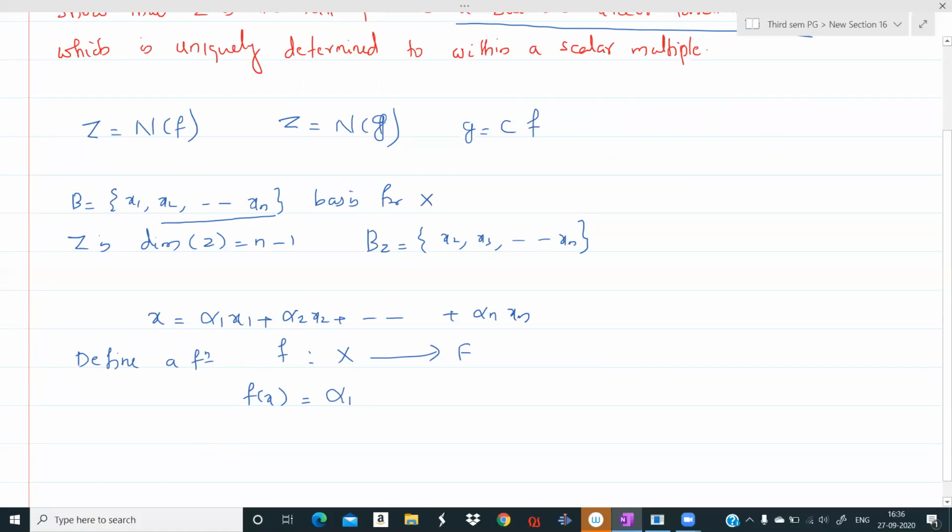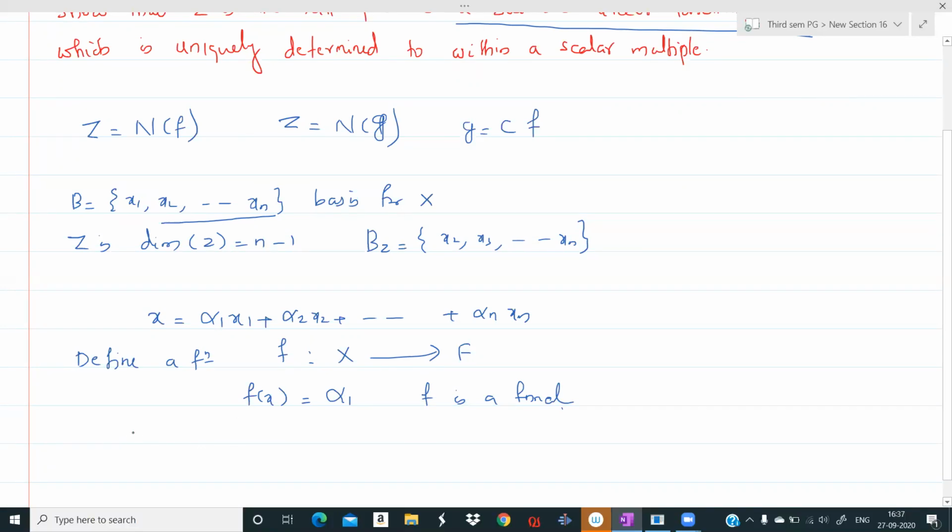That is, the coefficient of the vector x1 in the unique representation of x. So this is a function, and this is a functional because its range lies in the field. So this is a functional. Clearly f is a functional. Now we will show that f is linear also.